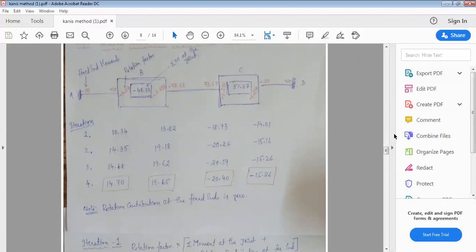So with this we will end continuous beams with fixed end. We have done two problems. Now we will go for continuous beams with simply supported end.